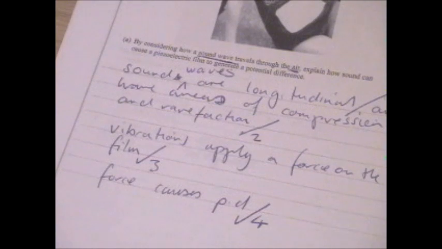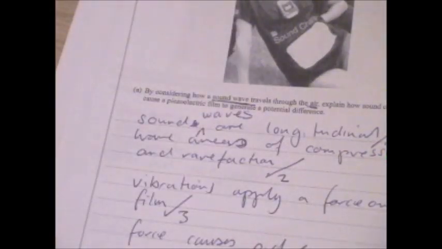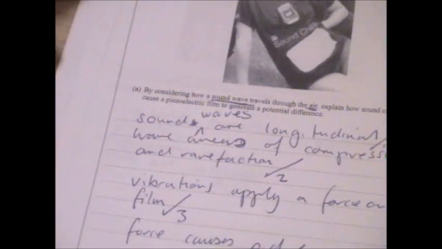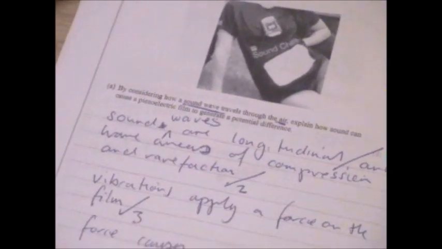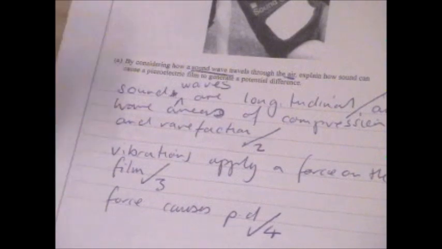Okay, so simple idea: the wave comes in, oscillating backwards and forwards to produce mechanical stress on this film, and because a force is applied to it, that force causes the potential difference to be generated. It's a nice question to get. A lot of people will trip up on it because it's applied in a scenario, but it's simple ideas that you know about and a lot is given away in the question.